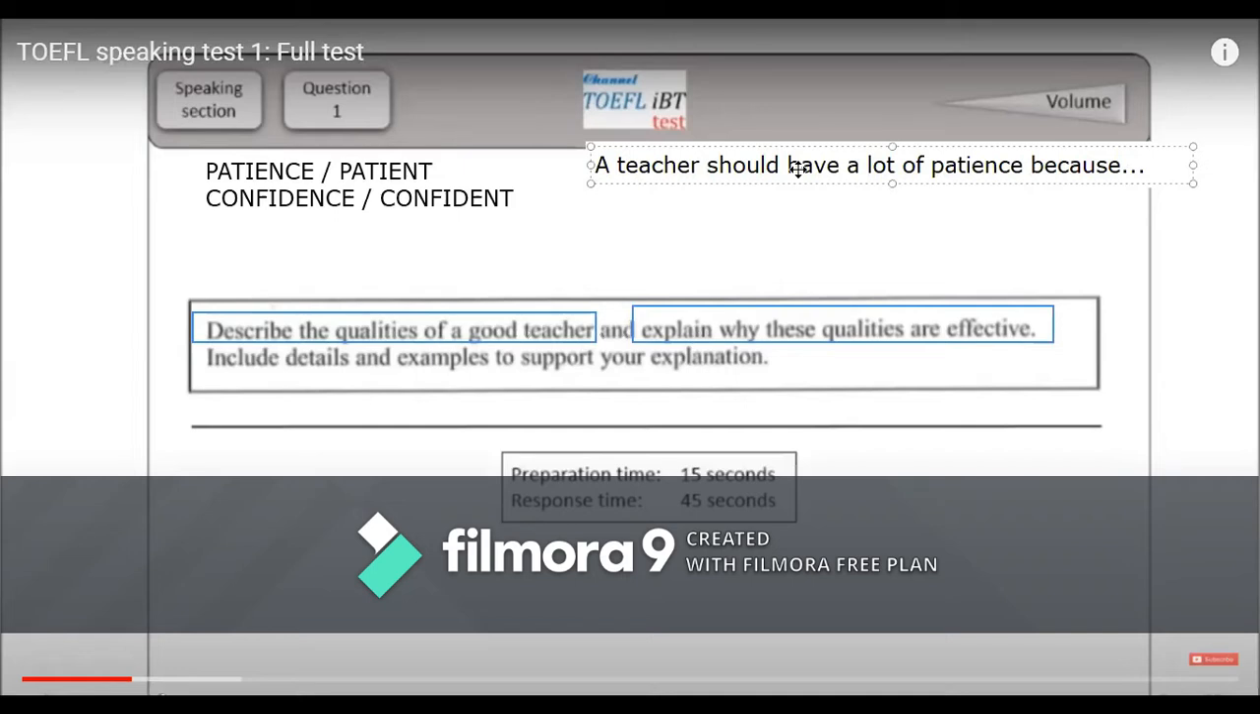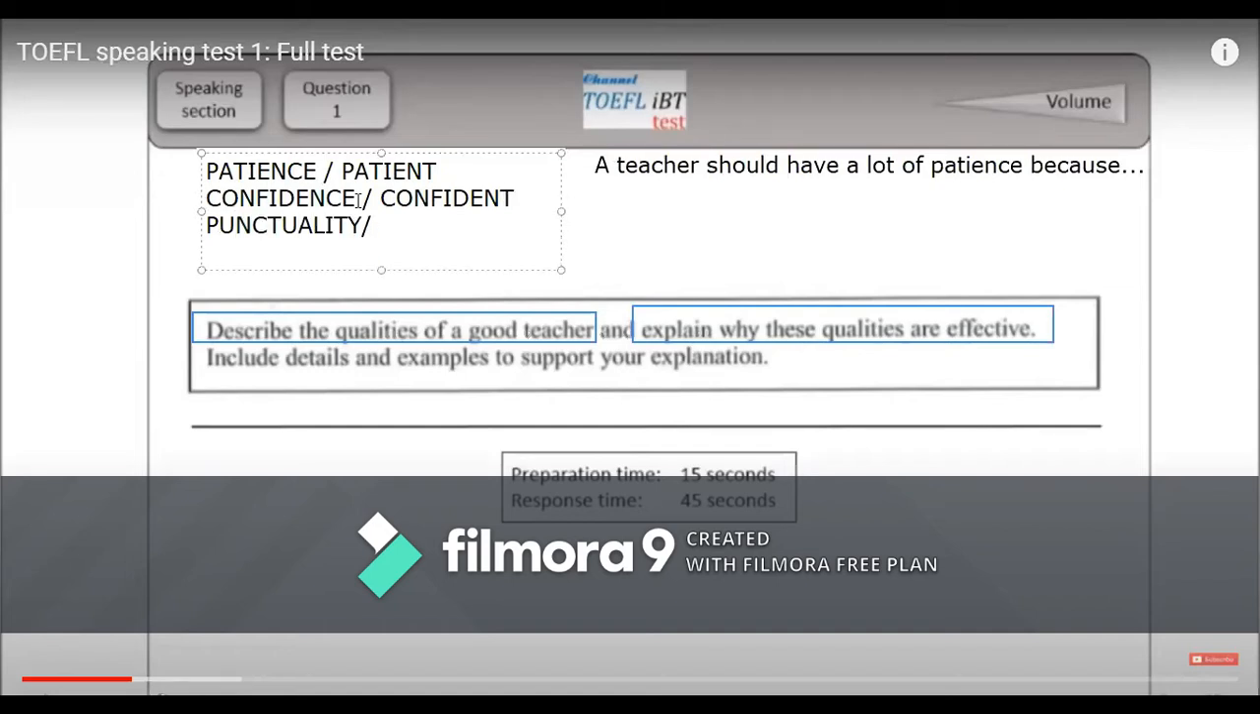So let's continue with other qualities. More qualities? Punctual. Punctuality, maybe. The quality, punctuality. Okay, that's a good quality. Punctuality is important too. The adjective would be punctual, to be punctual. Any other qualities?